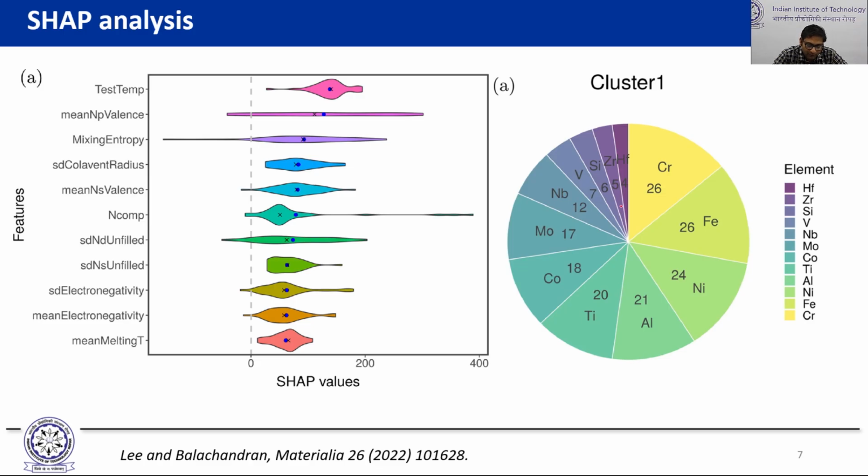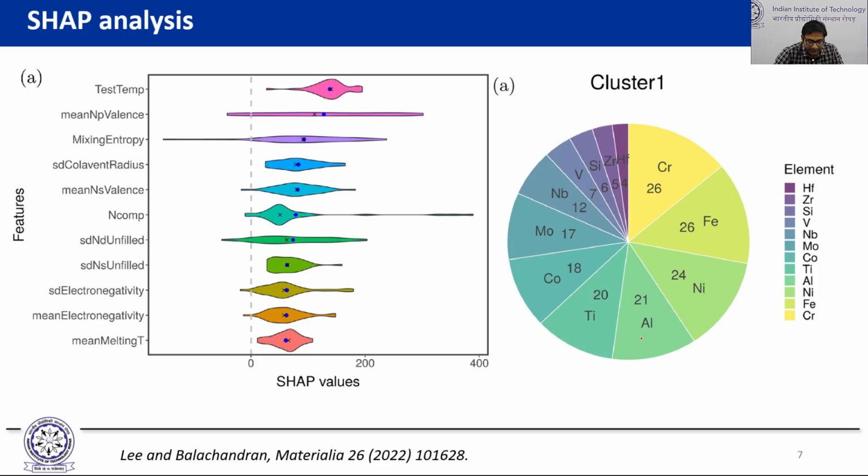Not all of them obviously would be chromium, iron, nickel, aluminum, but basically what I mean is chromium, iron, nickel and aluminum, and titanium as well, occur with a much higher frequency in the alloys falling in this cluster than any of the other elements.